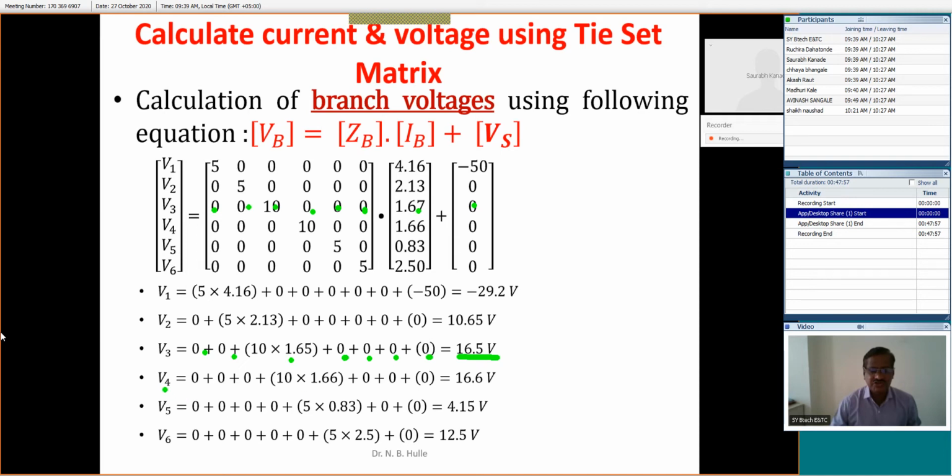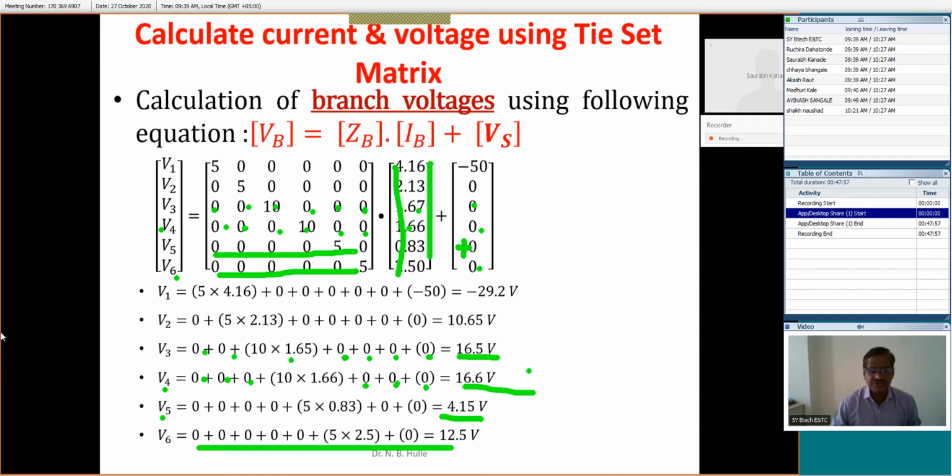Is it right? The calculation of the voltage across the fourth branch, V4, in this particular case, is 0 plus 0 plus 0 plus 10 into 1.6 is this value, plus 0 plus 0, and finally this value is 0. This is the value of V4, the voltage across the fourth branch. Similar is the case for V5, the multiplication of this into this, plus or minus this value, which is plus 0 in this case. That will give V5 as 4.15. And finally V6 is the multiplication of this row and this column plus this value, which gives the last voltage, V6, as 12.5.